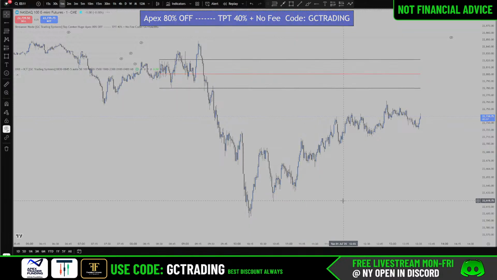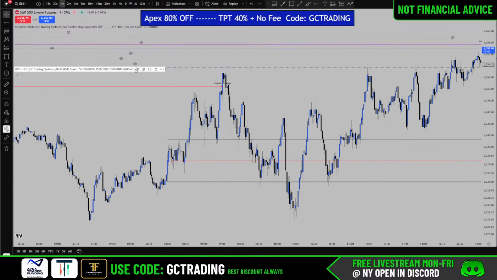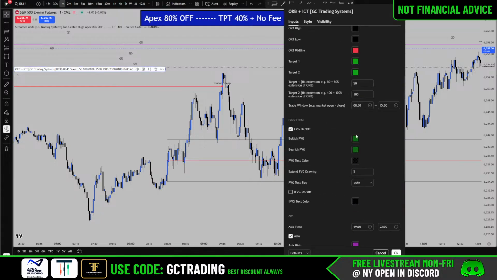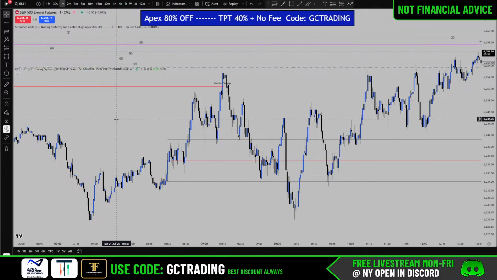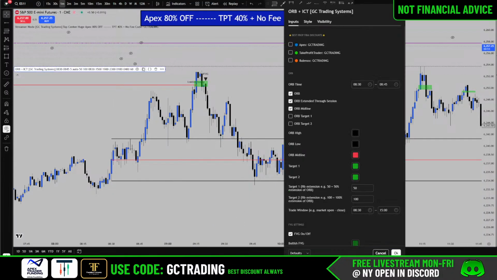Let's go look at ES. ES had a pretty solid one right here. Let me turn on the fair value gaps. You can see right here it swept the ORB, swept London. It ran up, took out London, and then got the inversion right there. So that's the update.